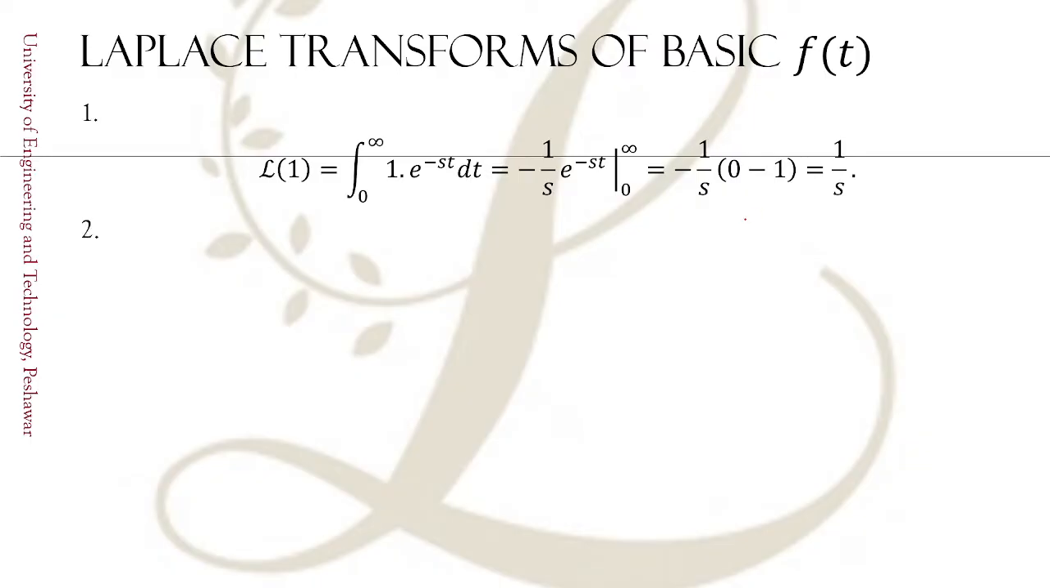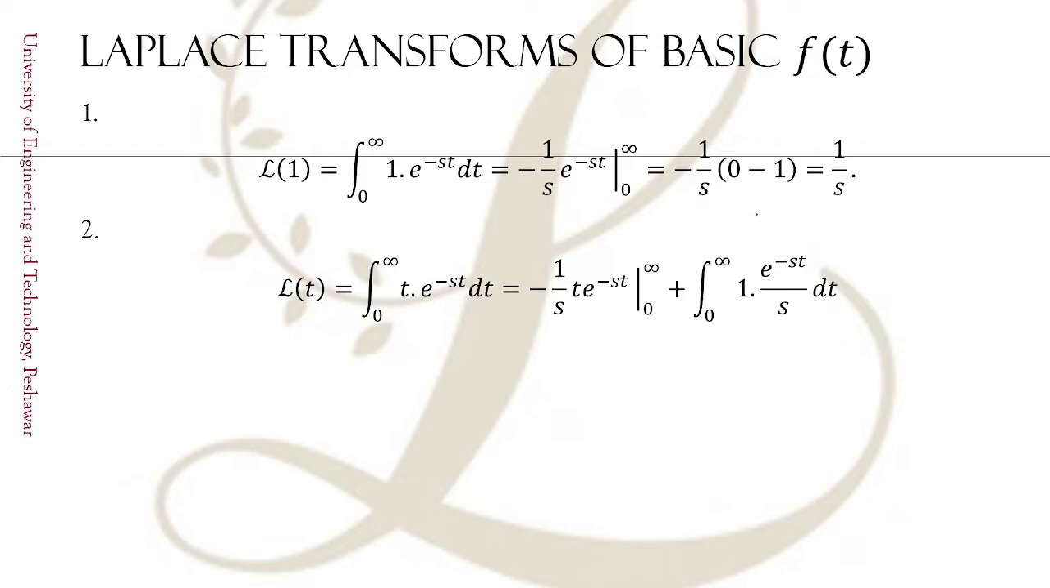The next one is t. We first derive Laplace transforms of polynomials, and then talk about exponential functions as well. So you see, in this case, we just replace f of t with t. The definition will give you the integral from 0 to infinity, and f of t is replaced with t. Then we use integration by parts, right?